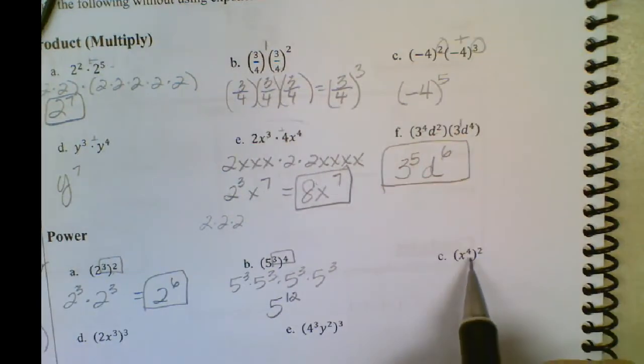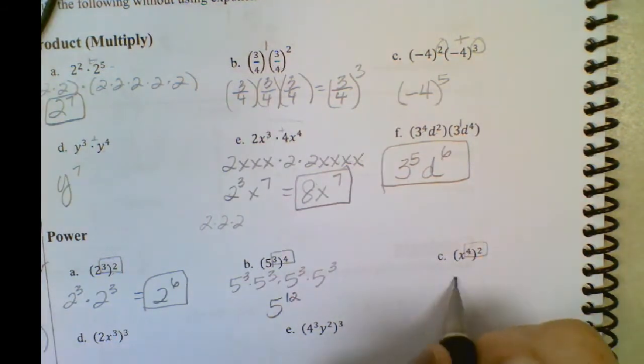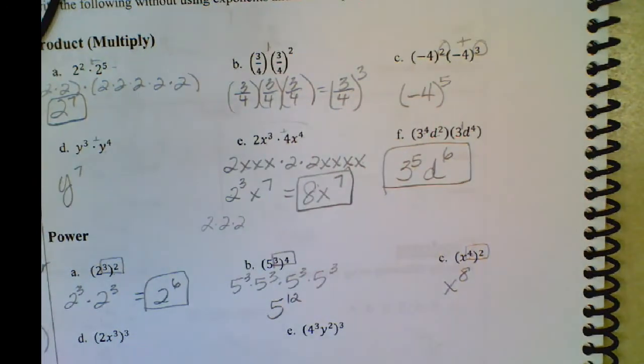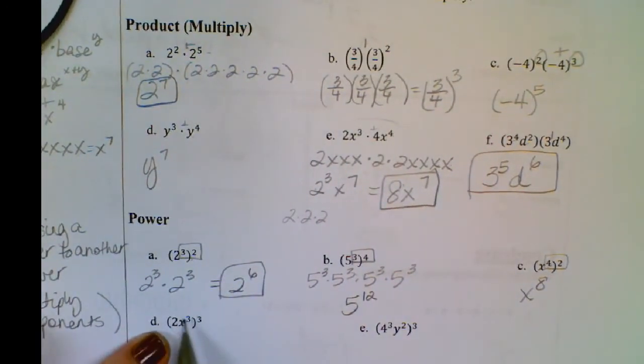Okay, so when you raise a power to a power, you're going to multiply those exponents. So 4 times 2 is 8. Now, here's something that I want you to be sure to remember: when you're raising to this outside power, everything inside the parentheses is being raised to that power.